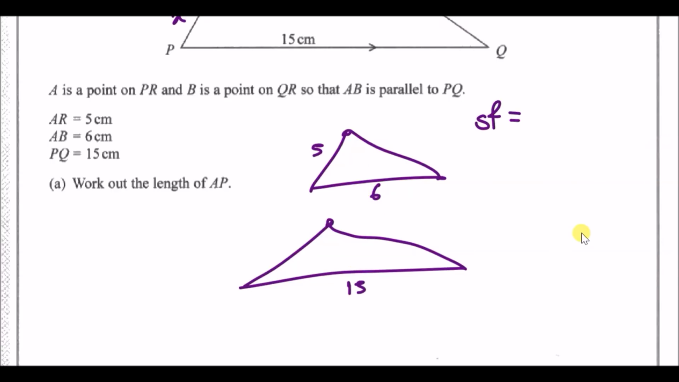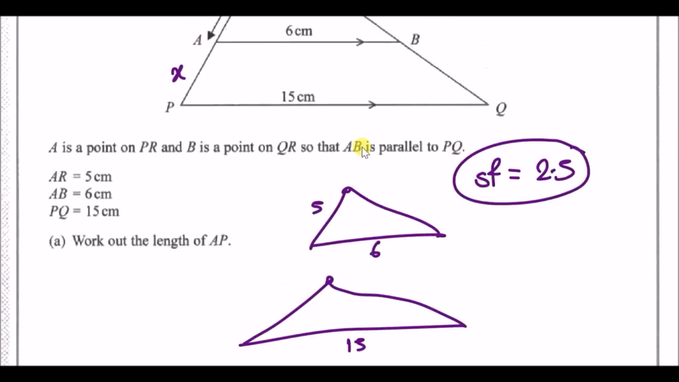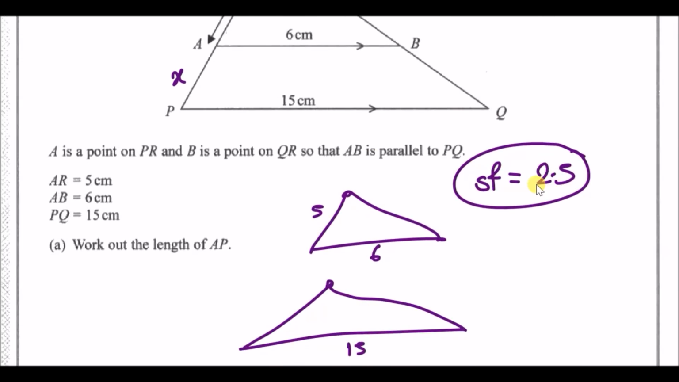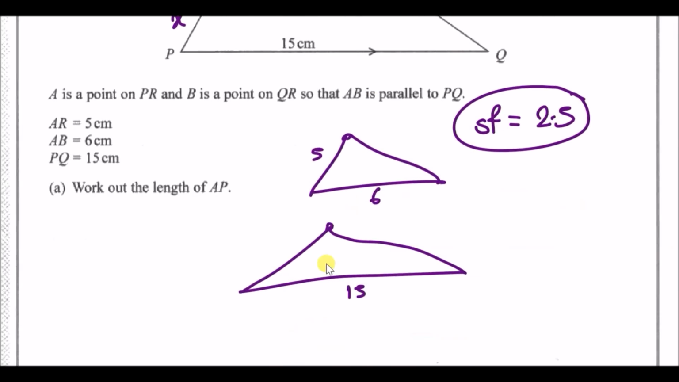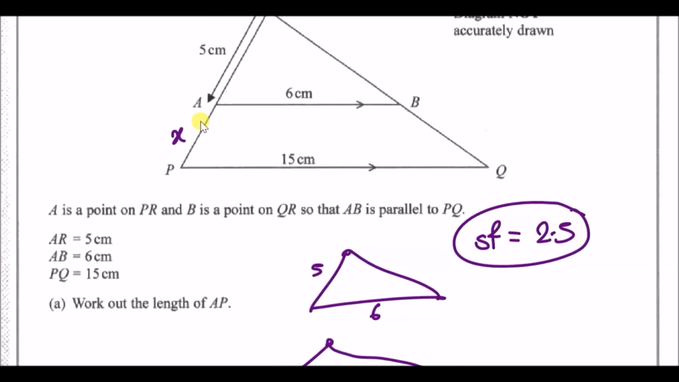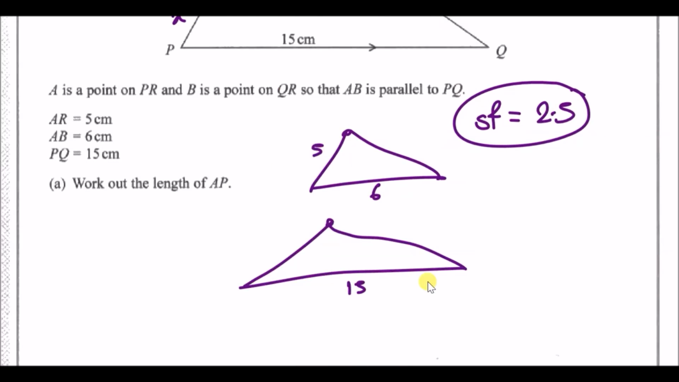And to find the scale factor, pick 2 common lengths like 15 and 6 and then divide them. So in your calculator, you're going to write 15 divided by 6 to find the scale factor of 2.5. So this tells us that all the lengths from these 2 triangles have been multiplied by 2.5. So therefore, if you want to find this length here, which is part of AP, you just do 5 times 2.5. And if you do that, you're going to get 12.5 here.